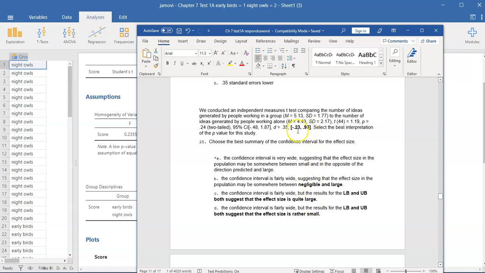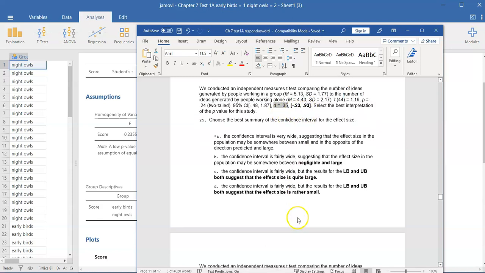So again, these are the confidence intervals. So everything between there is considered plausible. Your best guess at the effect size is D, however. That's the middle. Values close to D are considered more plausible than values close to the lower bound and upper bound.